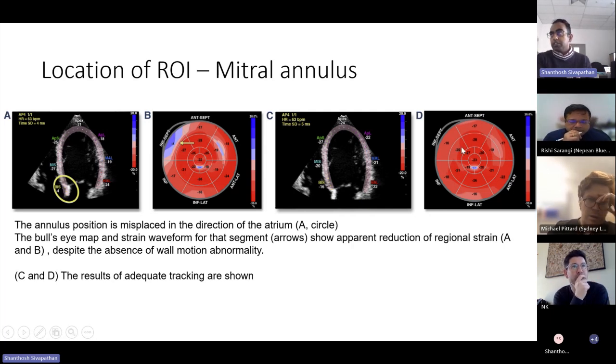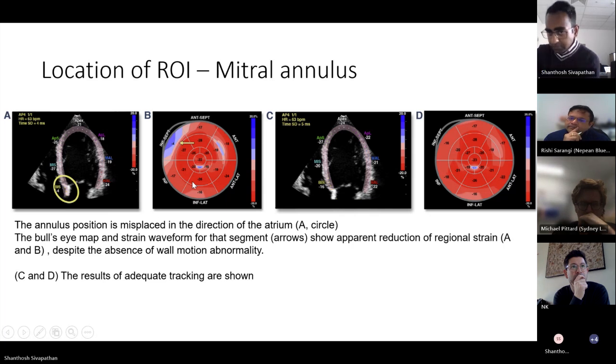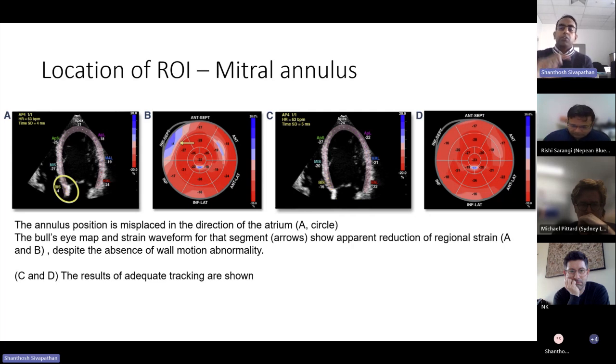So those are areas that you need to go back and assess when you do your strain measurements, so that you don't go too deep into the atrium and just stop at the annulus. Otherwise, your strain curve or the bullseye plot will tell you that there is some issue, and then you go back, readjust it, and get a much better reflection of what your strain is supposed to be.